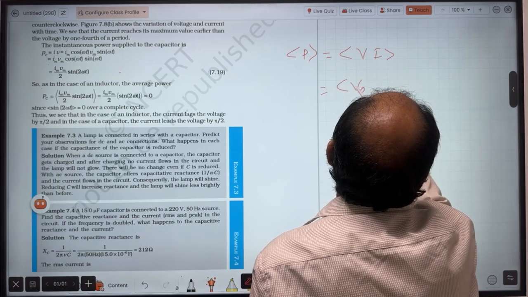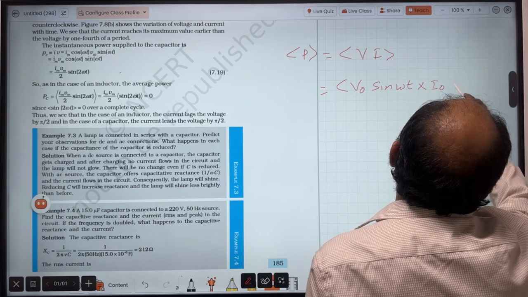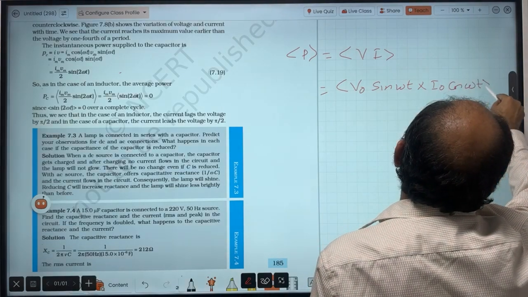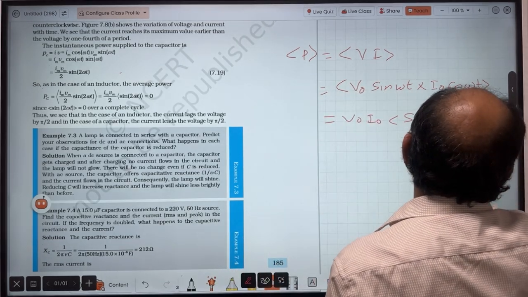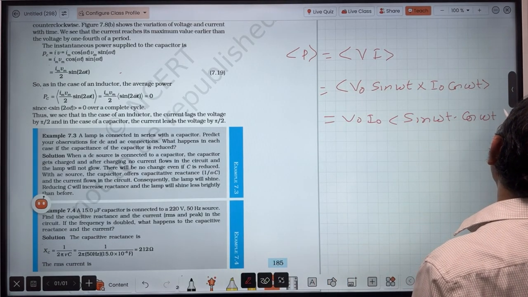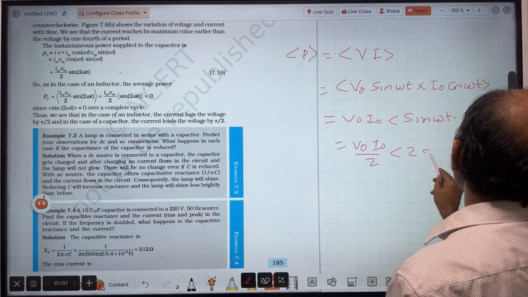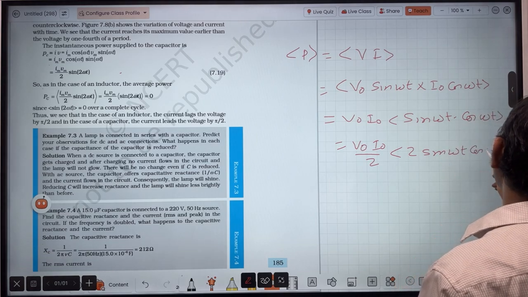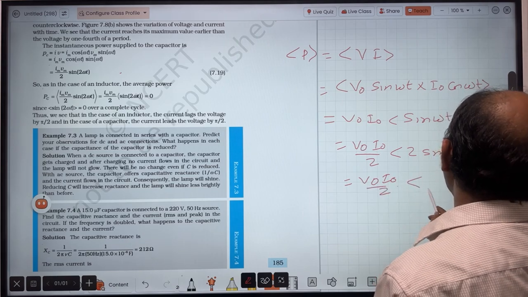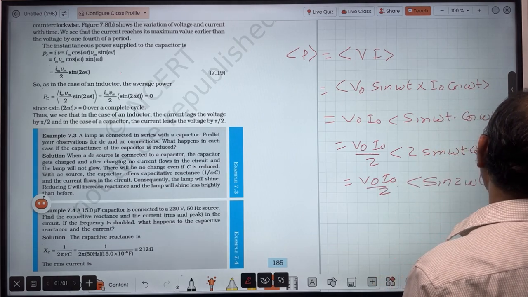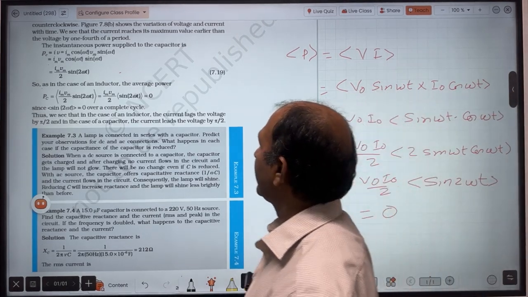We put the values: V0 sin omega t times I0 cos omega t, right? So V0, I0 outside, sin omega t into cos omega t. Then we can write it as V0 I0 divided by 2, and we include 2 inside: 2 sin omega t cos omega t. This becomes V0 I0 divided by 2 times the average of sin 2 omega t. And as I told you, the average of sin 2 omega t will become 0. So again, you will get 0.